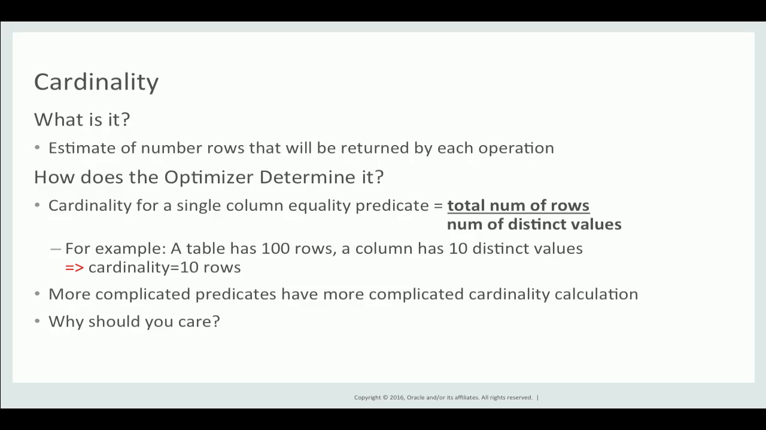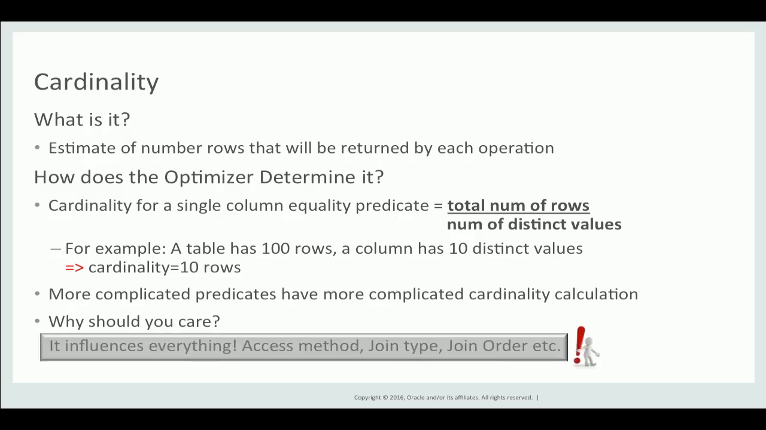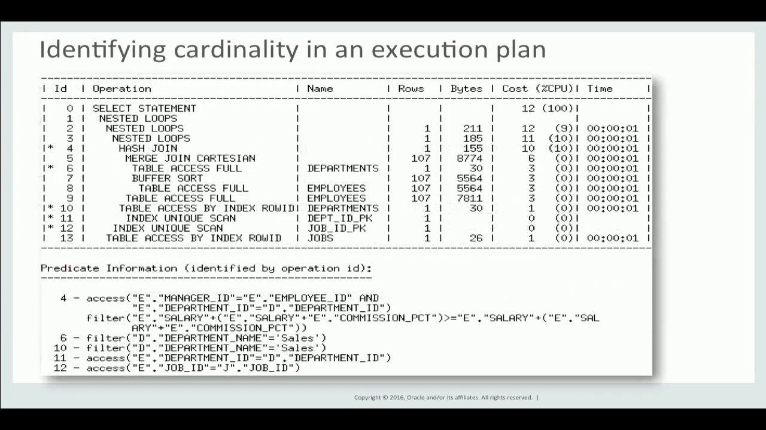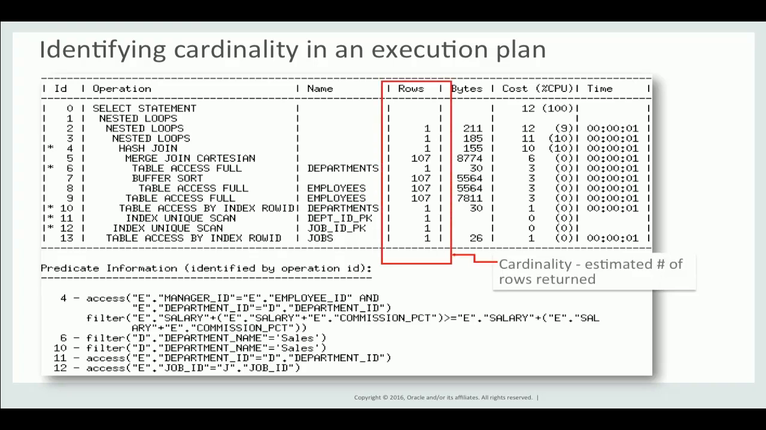Now, the question becomes, why should I care? You care because that cardinality estimate influences all of the decisions that are made in the execution plan. Everything from how we're going to get the data out of the tables, to how we do the joins, to the join order that we take, and the method we're going to use to do any aggregation or group by that you have in your query. So it's very, very important. Here's your execution plan. Where's the cardinality estimate? Yeah, it's in a column called rows.